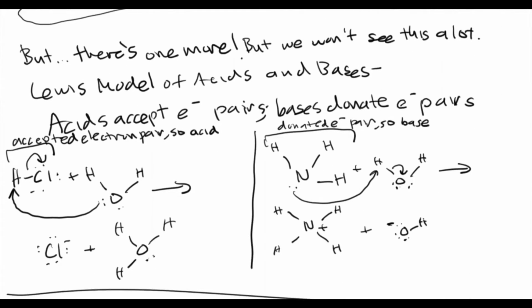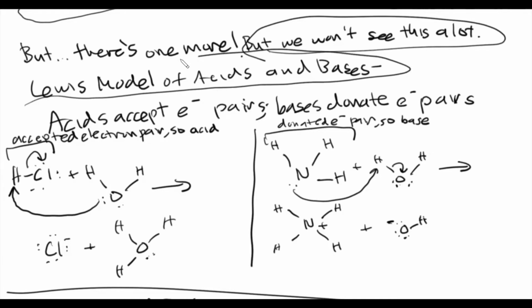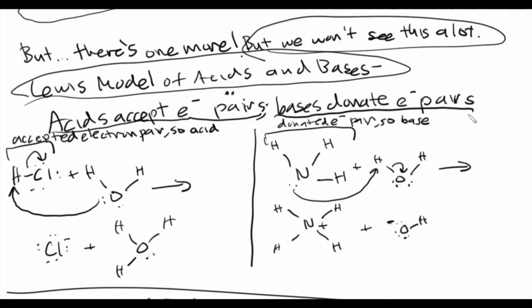But there's more. We won't see the last model a lot, but it's still important to know because it kind of is the core foundation for why all of this works. And it's the Lewis model of acids and bases. According to this model, acids will accept electron pairs. So an electron pair is like a lone pair, and bases will donate a lone pair.